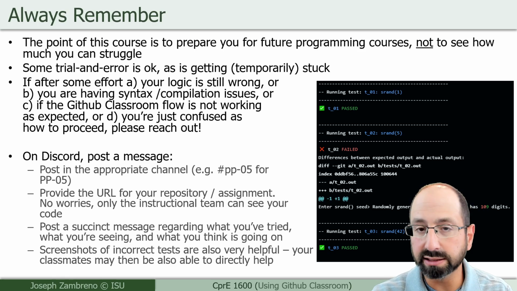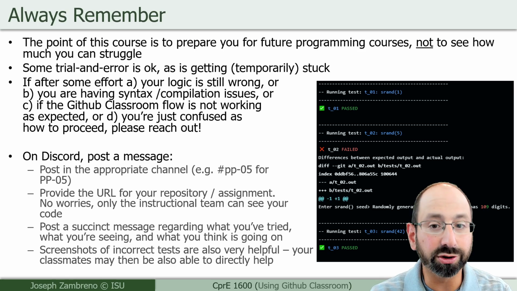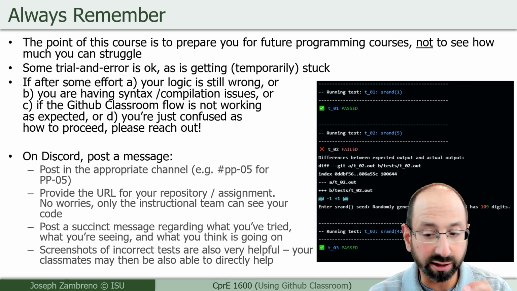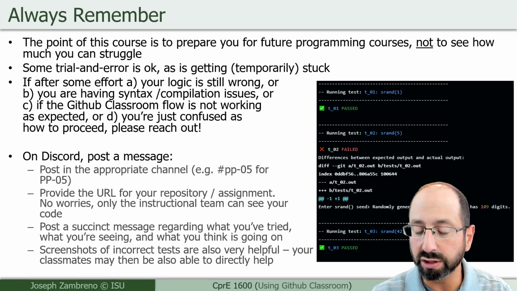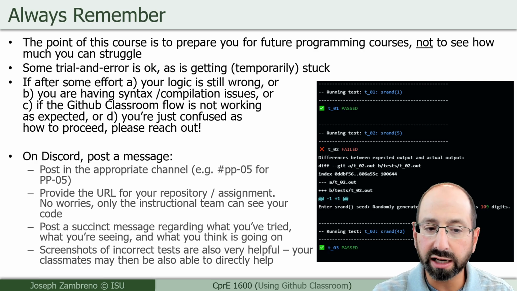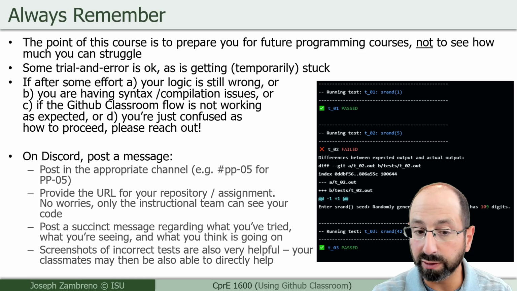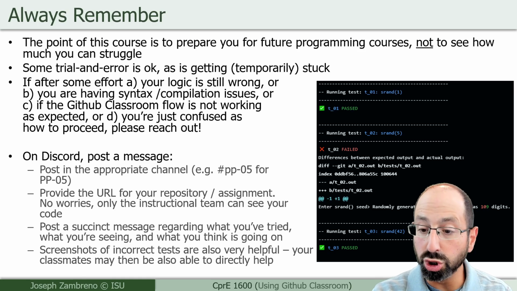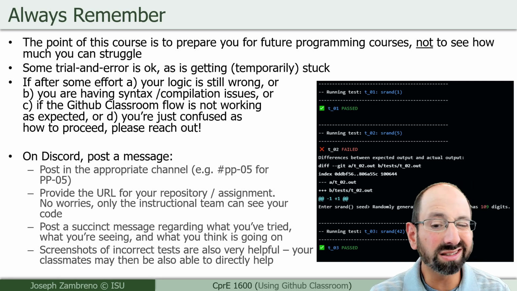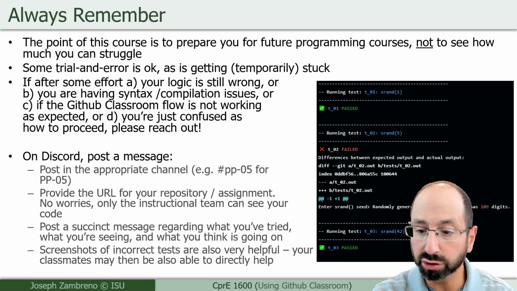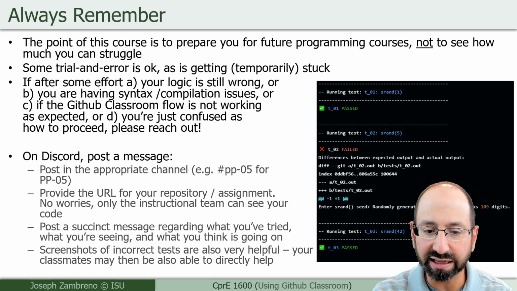Please post on Discord. We'll be able to take a look at your code. We'll be able to potentially make a quick tweak ourselves to your code, or at least provide some advice as to where we think your code needs to be updated to actually work for you. Post in the appropriate channel. If you're on PPO5, post in the PPO5 channel. You can provide the URL for the repository, the thing we copy-pasted into that file. No other students in the class will be able to see your code, so there's no worry about providing that link.